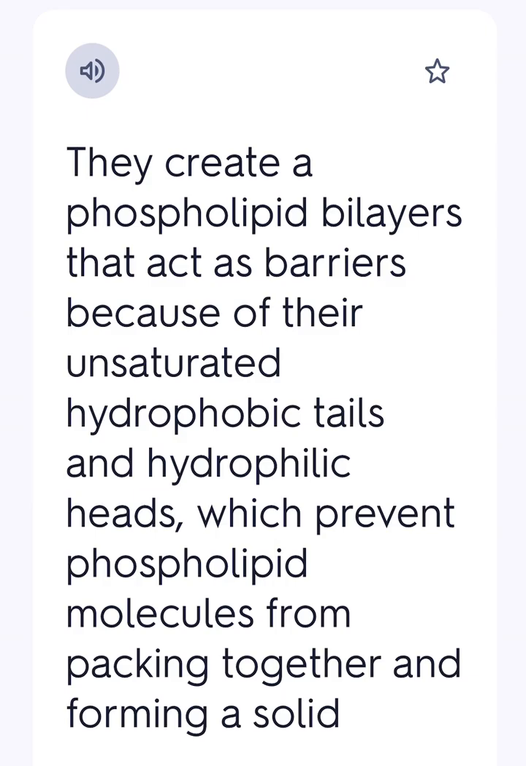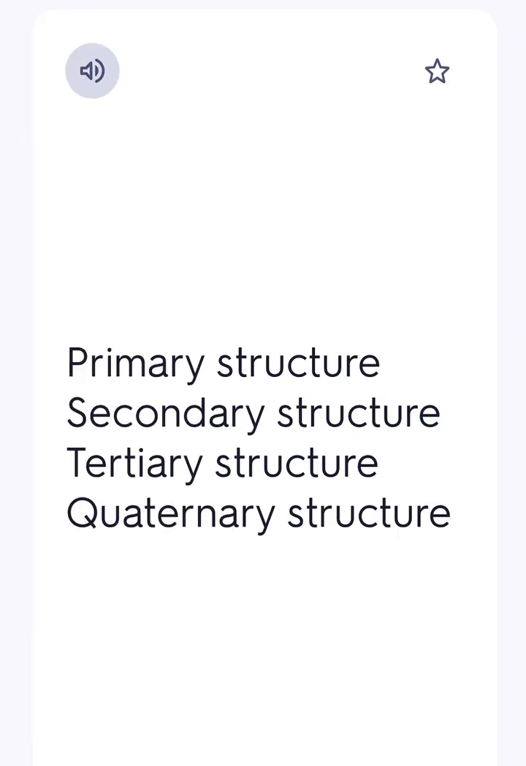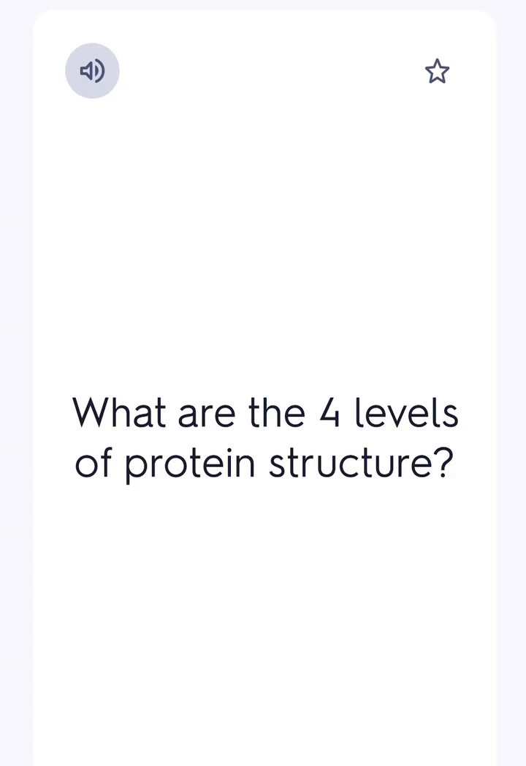Why do phospholipids form membranes? They create phospholipid bilayers that act as barriers because of their unsaturated hydrophobic tails and hydrophilic heads, which prevent phospholipid molecules from packing together and forming a solid. What are the 4 levels of protein structure? Primary structure, secondary structure, tertiary structure, quaternary structure.